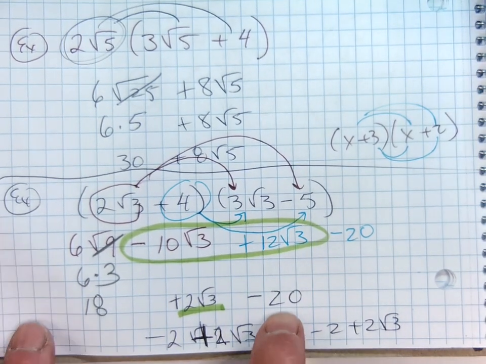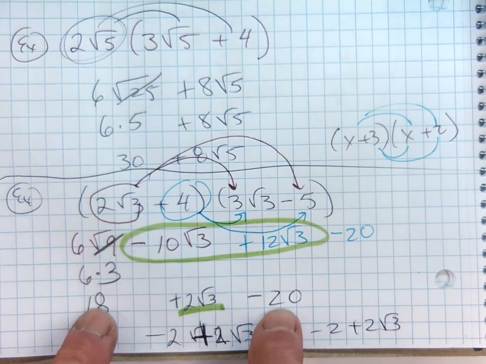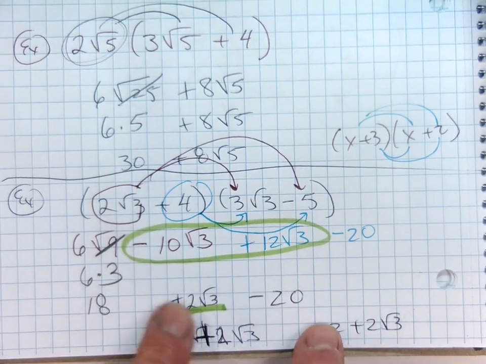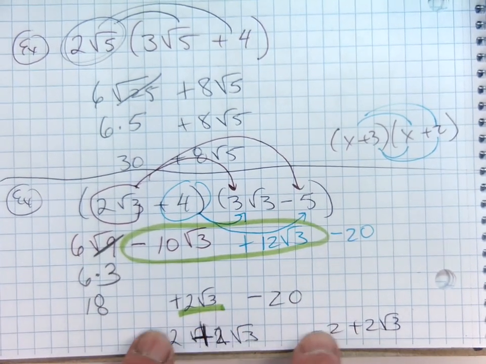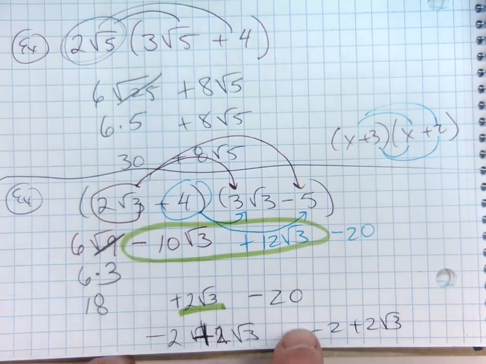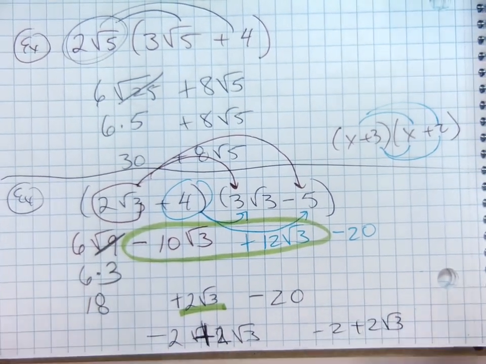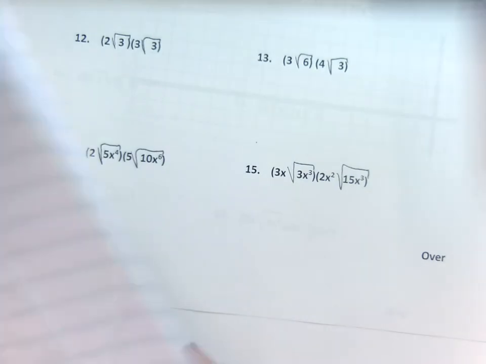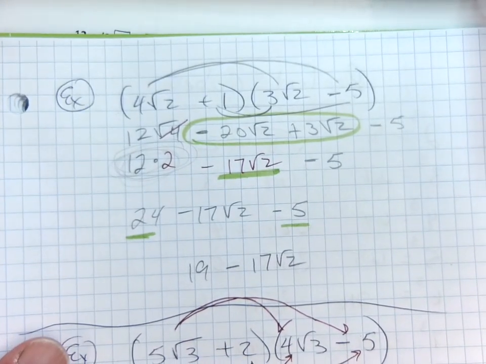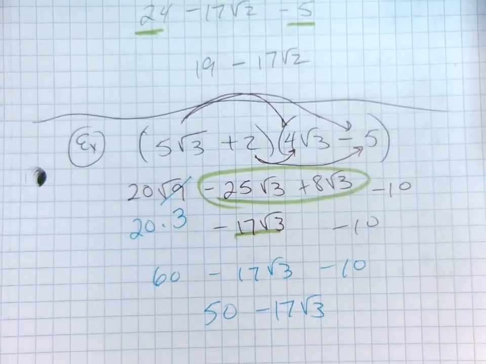Now these, 18 and 20, are both integers. I can combine those. 18 minus 20 is a negative 2. So I get a negative 2 plus 2 square roots of 3. I wrote it twice because it's just sloppier. And that's all we did. And we did another problem with that. We did a second problem there if you want to look at that one. And we did a third problem there to practice it.